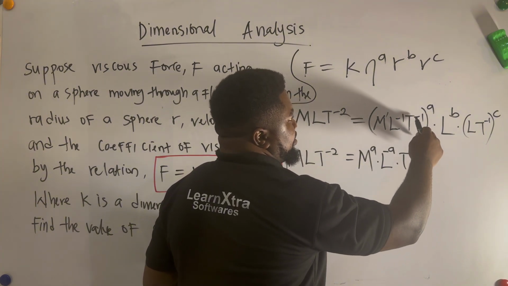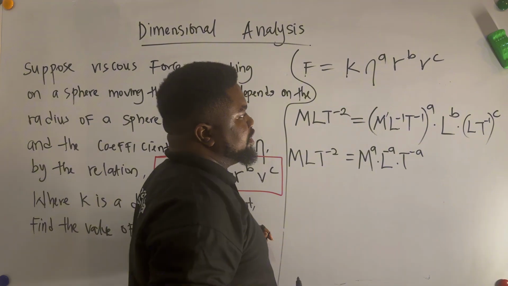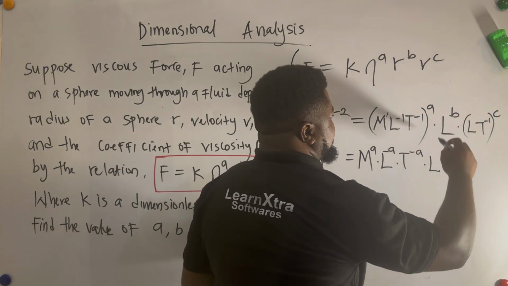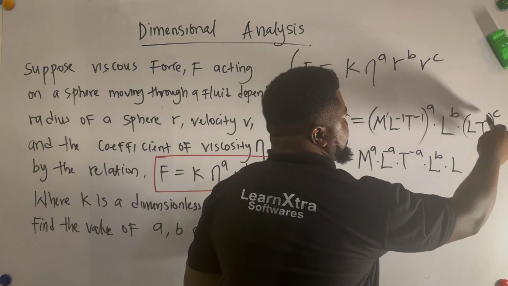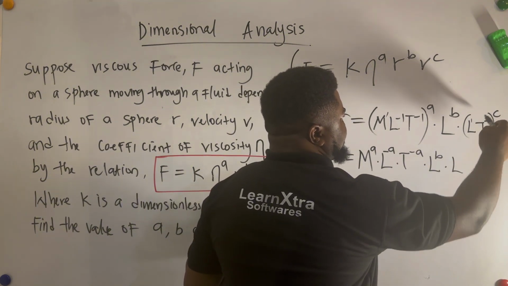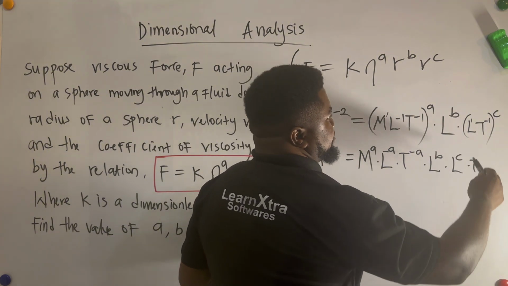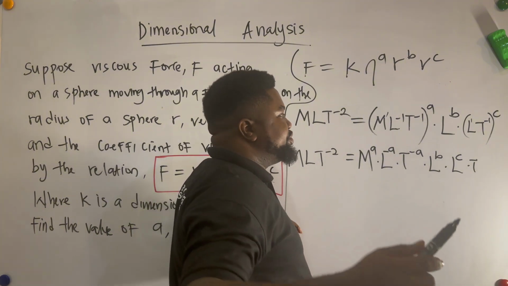T is 17 minus a. Yes. L B. L 1 times C. T minus 1 times C is what? Thank you, minus C.